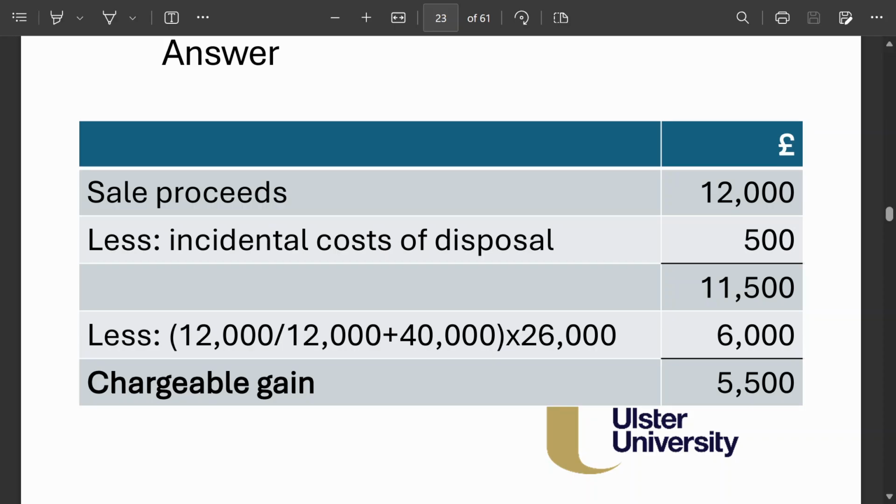What is it? This is the A divided by A plus B, okay? And this is the cost of acquisition, 26,000. So this is your cost, and that is the A by A plus B. That gives you 6,000. So essentially your net disposal proceeds of 11.5 minus 6, and this is your chargeable gain, 5.5.